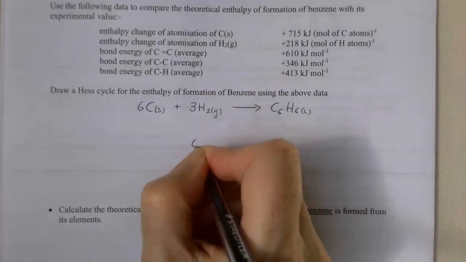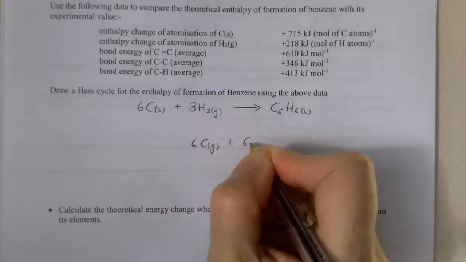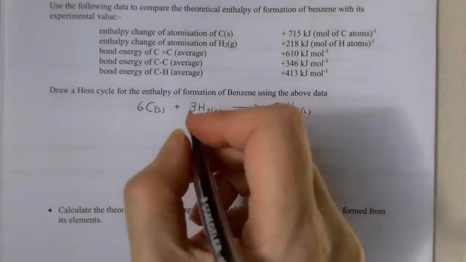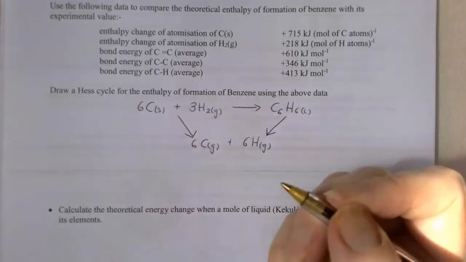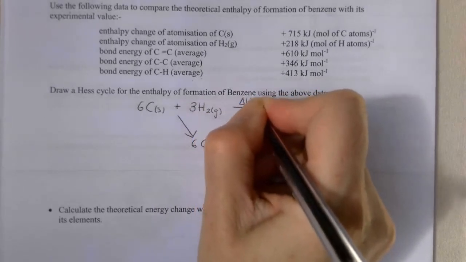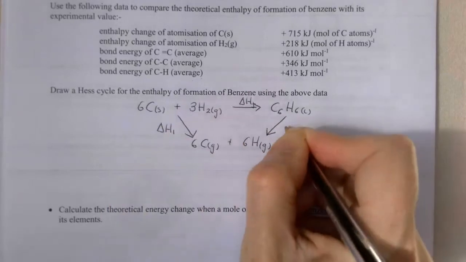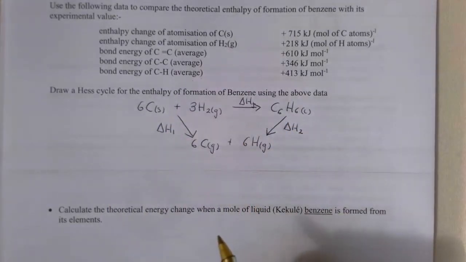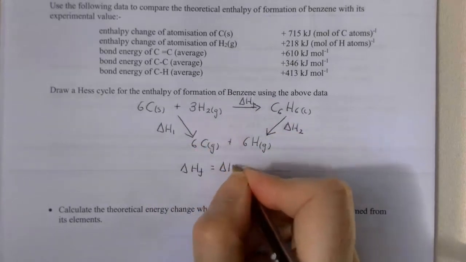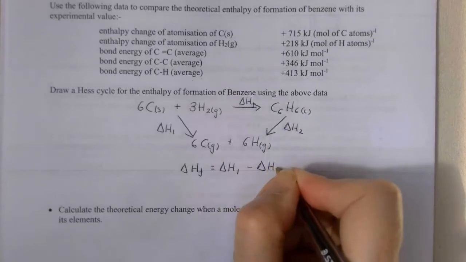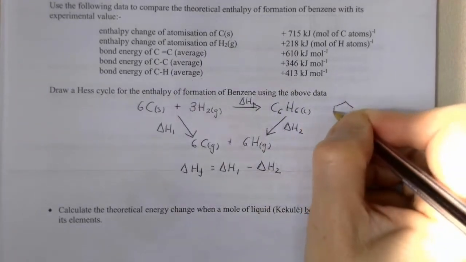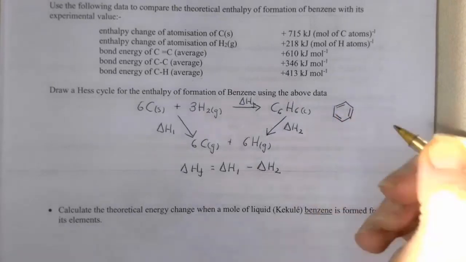So I'm going to have 6 carbon gaseous atoms and 6 hydrogen gaseous atoms. And I can turn those into that by doing bond energy calculations, and I can turn those into that using atomization. So I've got my enthalpy of formation. I'm going to call that delta HF, and I'm going to label this one delta H1 and delta H2. So using my knowledge of Hess cycles, I can say that delta H of formation is equal to delta H1 minus delta H2. And as I said, in this example, I'm going to assume that this is this Kekule structure of alternating single and double bonds.